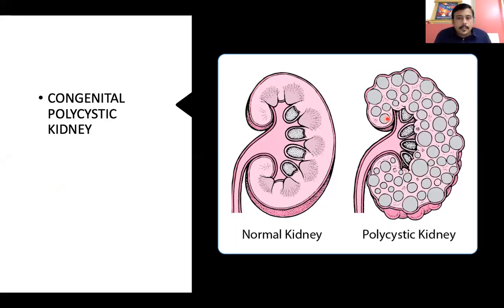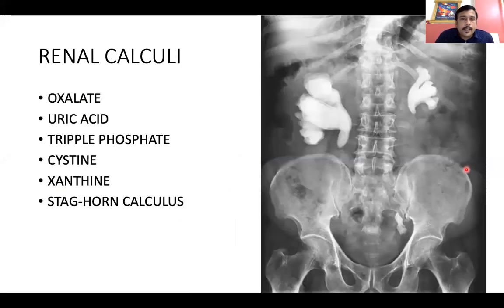So the other most commonly seen congenital anomaly is the congenital polycystic kidney, where the kidney parenchyma is completely formed into cysts. And the most commonly seen clinical condition in practice is renal calculi.